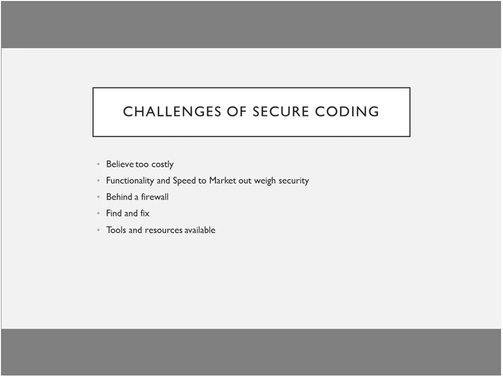Functionality and speed to market outweigh security. We've heard this a lot of times, and you probably experience this even in your organization. Projects say, well, we have a deliverable, and we have a timeline to get that deliverable out. And that often can outweigh your security practices. The other one is, I've heard folks say this, and I cringe, well, we're behind a firewall, so we're safe. The find and fix methods, and finally, the tools and resources that are available to the developers and development teams. And I will get into a little bit more of how to overcome some of those challenges as we move on.